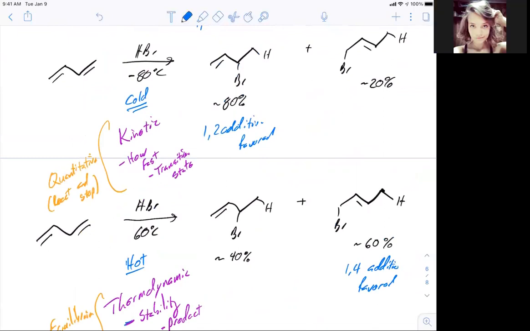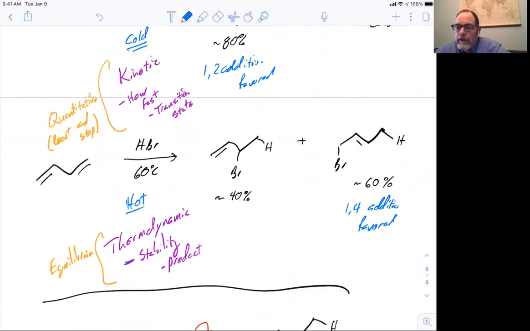If the conditions were kinetic, so cold conditions, then my 1-2 addition would be the product. If it was equilibrium or a higher temperature, then it's my thermodynamic product. And notice I didn't say 1-4, I said thermodynamic. That would be the most stable product. So you're not going to be asked for the percentages. You may be provided the percentages, but you won't be expected to give them. Those are experimentally determined values.